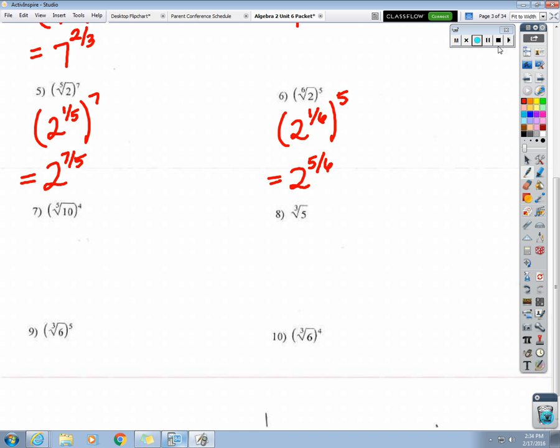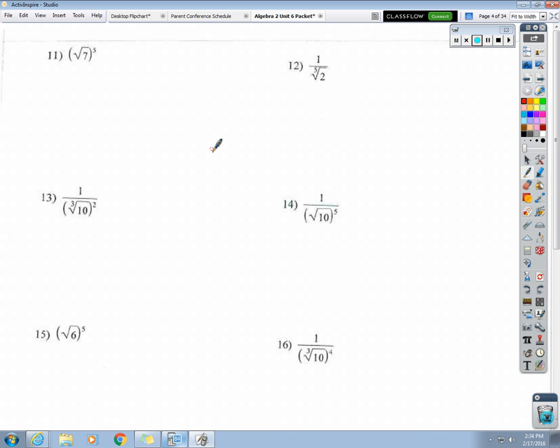Okay, now skip to the next page. You'll be able to do those in a minute. All right, number 11. What should I do first? 7 raised to the 1/2, right? Because that's an understood 2 there. This is square root. But then that's raised to the 5th power, so the final answer is 7 raised to the 5/2.